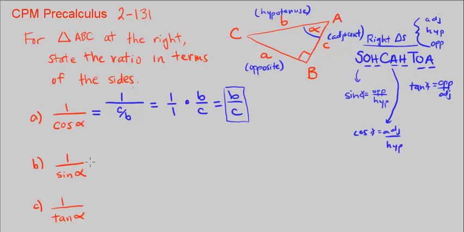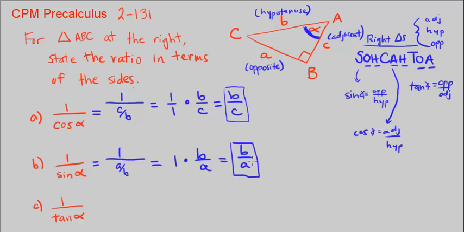So if you can finish B and C, go for it. You can push pause and check your answer when you're done, but I suggest that you try it yourself. So for this one, again, we have 1 in the numerator, sine of our alpha angle. Remember, sine is opposite over hypotenuse, so opposite is A and hypotenuse is side B. So sine of alpha is A over B. Again, when we have a fraction in the denominator, we can multiply by the reciprocal. Since we have 1 times it, it just stays as B over A.